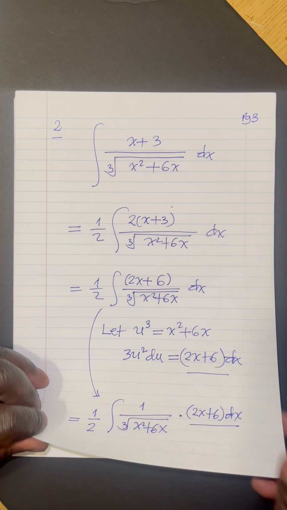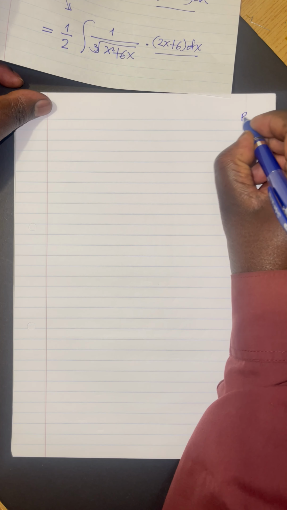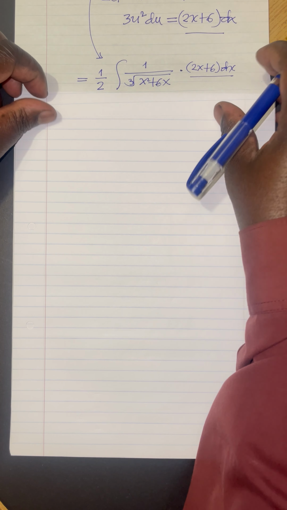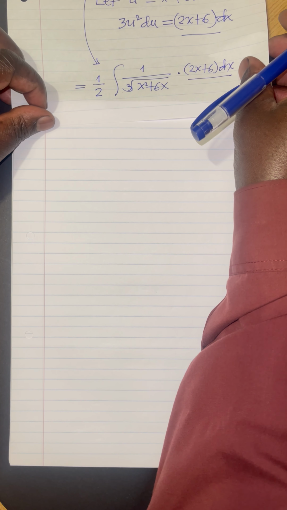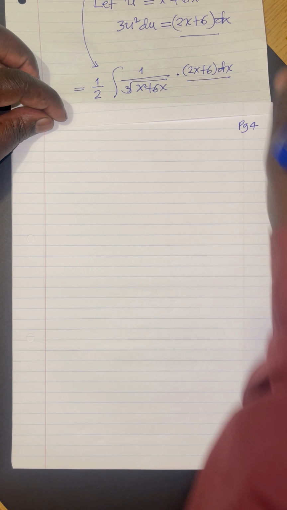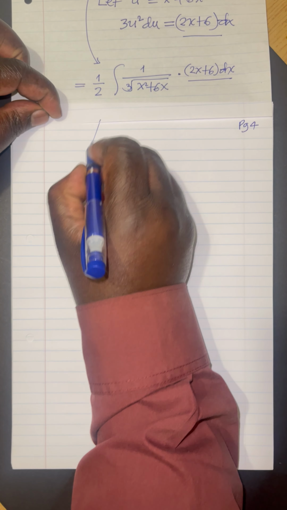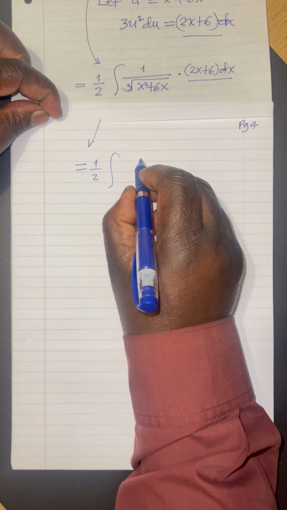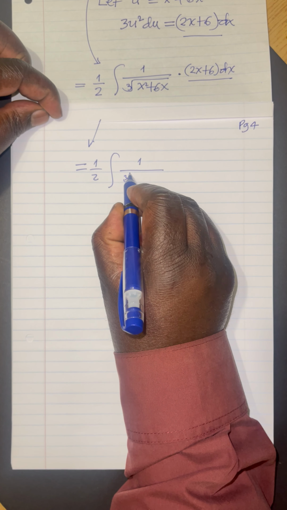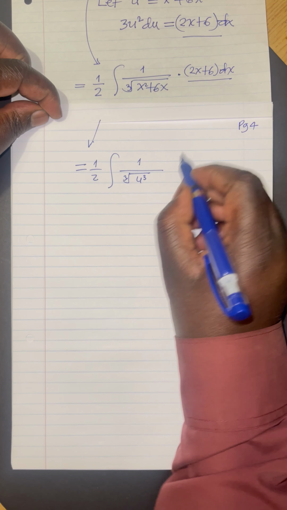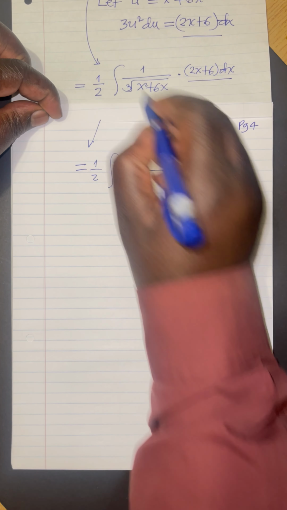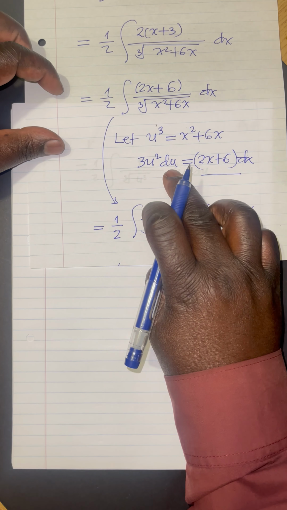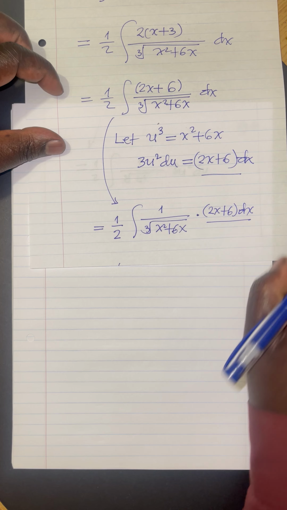Let's go to page 4. Basically I'm saying now we have a much easier integral to evaluate. So right now, moving forward, that integral changes to 1 over 2, and watch this now, the integral of 1 all over cube root of u cubed, and in place of 2x plus 6 dx, I'm going to have 3u squared du. You can see it clearly here, 3u squared du equals that expression, which is this part here.